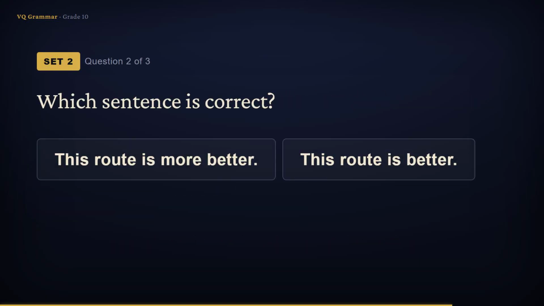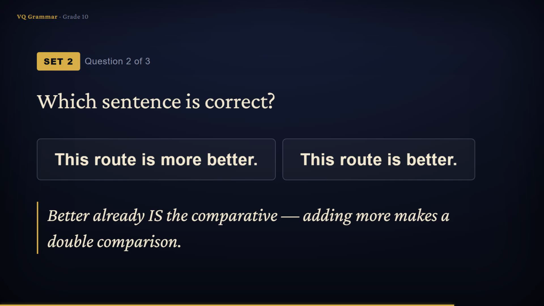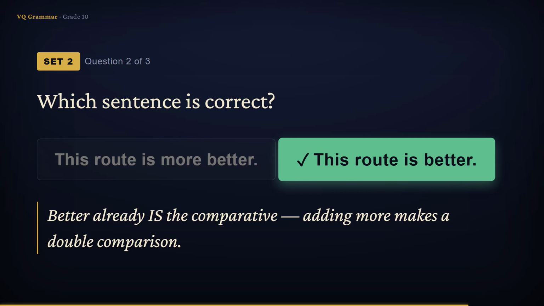Which sentence is correct? Option 1 says, this route is more better. Option 2 says, this route is better. Better already carries the comparison inside it, so putting more in front of it creates a double comparison. The correct sentence is the second one.